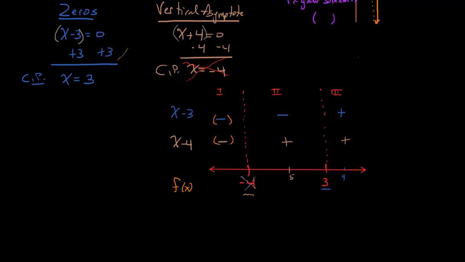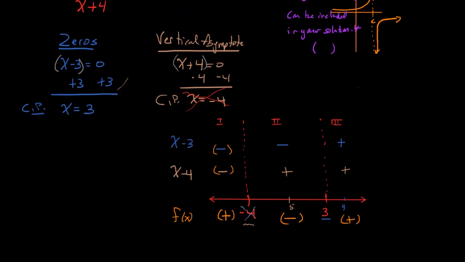So a negative times a negative or a negative divided by a negative gives you a positive. A negative times a positive or a negative divided by a positive gives you a negative. And then a positive times a positive or a positive divided by a positive gives you a positive.